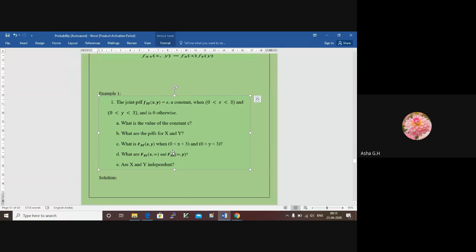First question is, what is the value of the constant? There is no constant here. You have to find out the PDF of x and y, and find out fxy of x comma y, fxy of x comma infinity, and infinity comma y. Check for independency. Just check whether it is possible to do it or not.